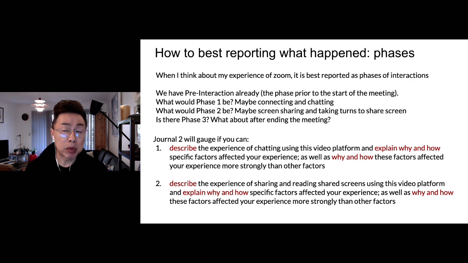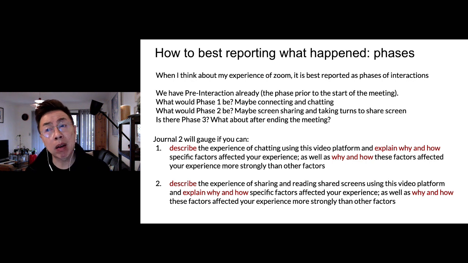And more importantly, something that not all of you did very well in Journal 1 is to explain why and how some of the factors affected your experience, as well as why and how these factors affected your experience more strongly than other factors. Basically, what I'm saying is that in Journal 1, we noticed that while it is important to write about each of the factors and how it affected your experience, we want you now to identify some of the factors that were more strongly involved than others. So not all factors are the same.